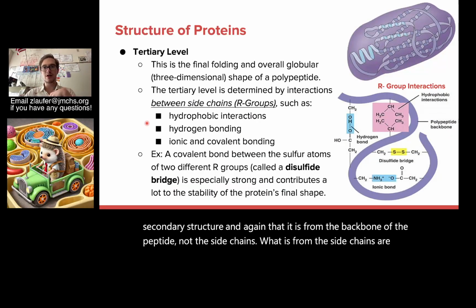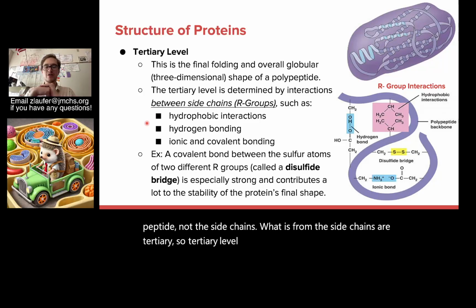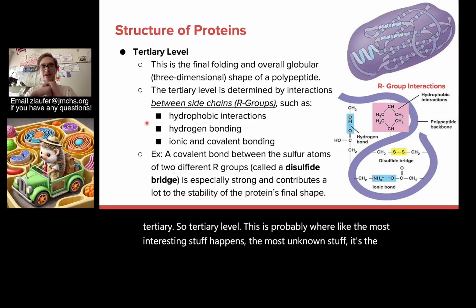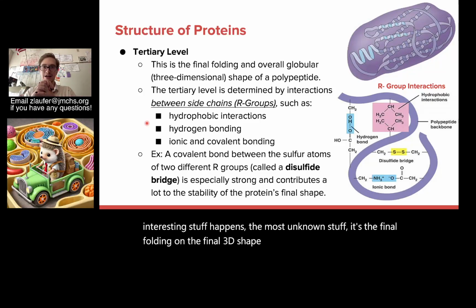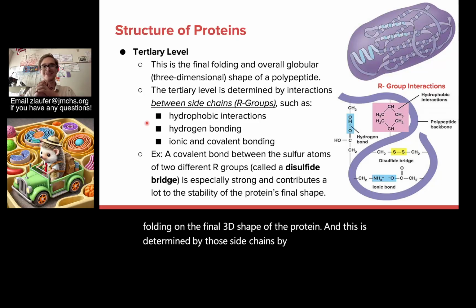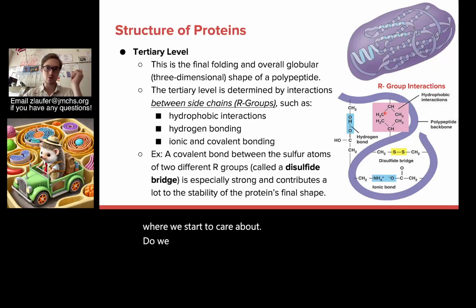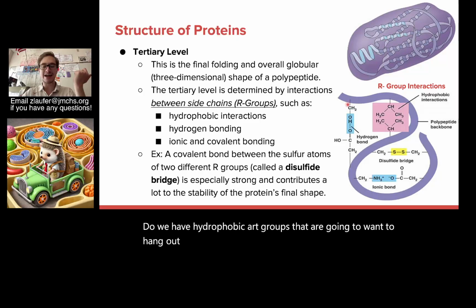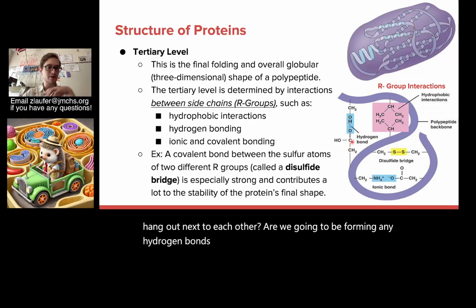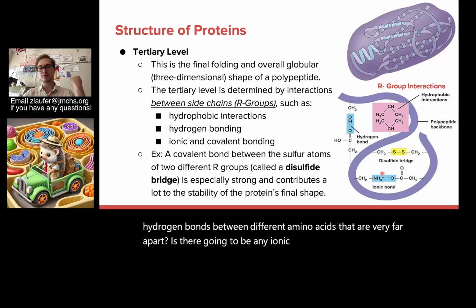So tertiary level, this is probably where the most interesting stuff happens, the most unknown stuff. It's the final folding, the final 3D shape of the protein. And this is determined by those side chains, by those R groups. And this is where we start to care about, do we have hydrophobic R groups that are going to want to hang out next to each other? Are we going to be forming any hydrogen bonds between different amino acids that are very far apart? Is there going to be any ionic or covalent bonding going on between side chains?